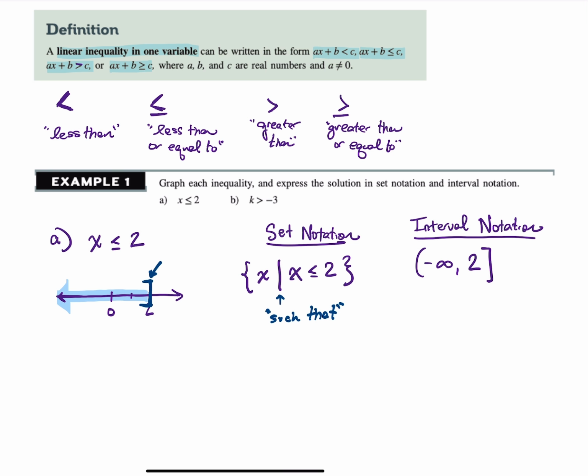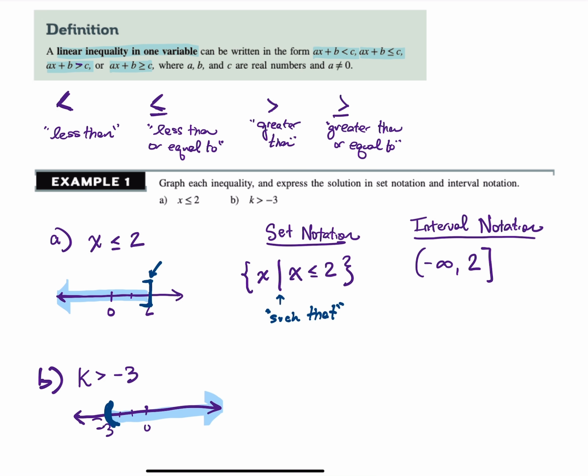All right, let's look at the second example. We have k is greater than negative 3. So as a graph, let's say we have 0 here, so negative 3 would be over here. And this time we want everything greater than negative 3, so everything to the right, but not including negative 3. It's strictly greater than, so I'm going to make a parenthesis.